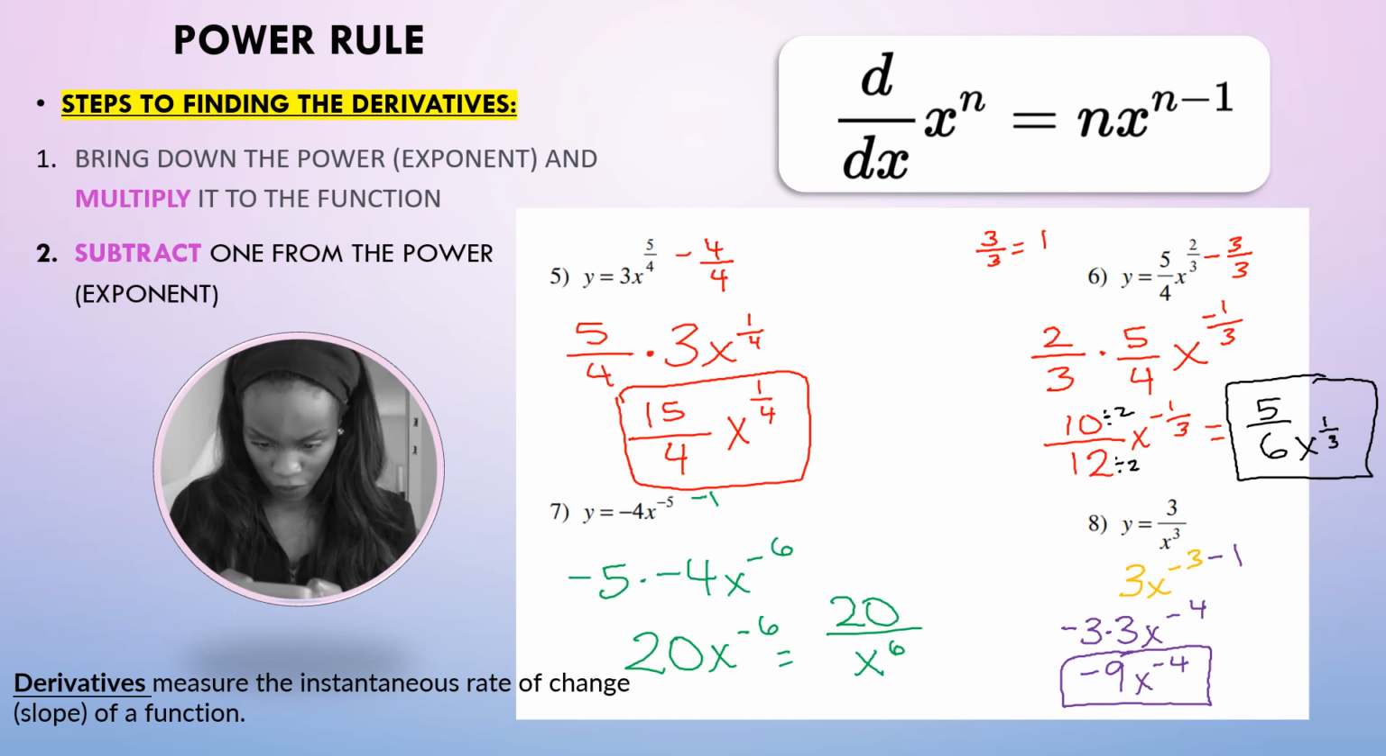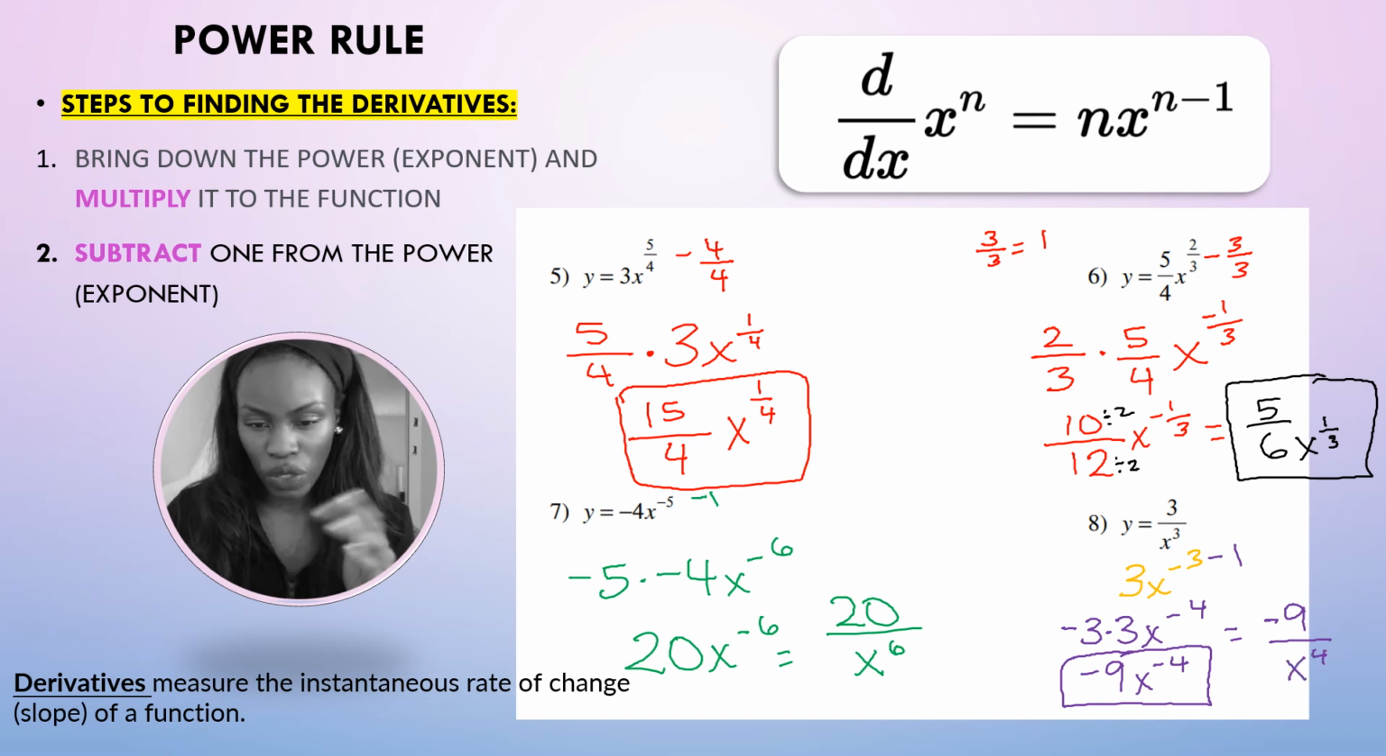Okay, so let's see what we got here. Oh, so I'm going to rewrite number 8, okay? So, yeah. We got it. So I'm going to just rewrite number 8 properly. We'll say negative 9, and then we'll bring x, just so that we don't have a negative exponent. So it'll be negative 9 over x to the 4th power. Okay, so this is another way.